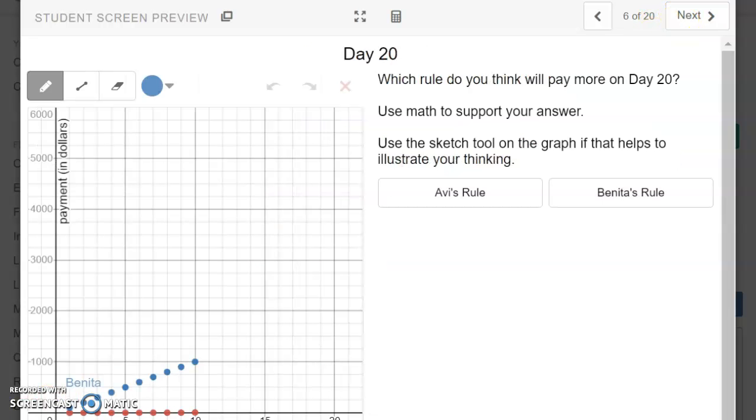Now let's extend this to day 20. Which rule do you think will pay more on day 20? Use math to support your answer. If I continue with this, and I can use the sketch tool to graph it if that helps you illustrate your thinking. If I continue with this, it's going to look like a straight line. So I'm going to draw a straight line for Benita that looks like maybe something like that. I'm just going to try to extend it.